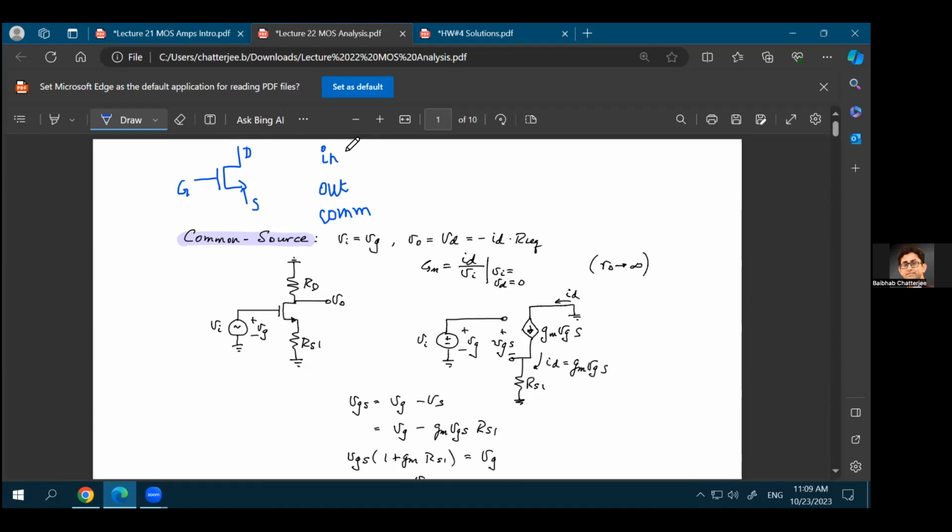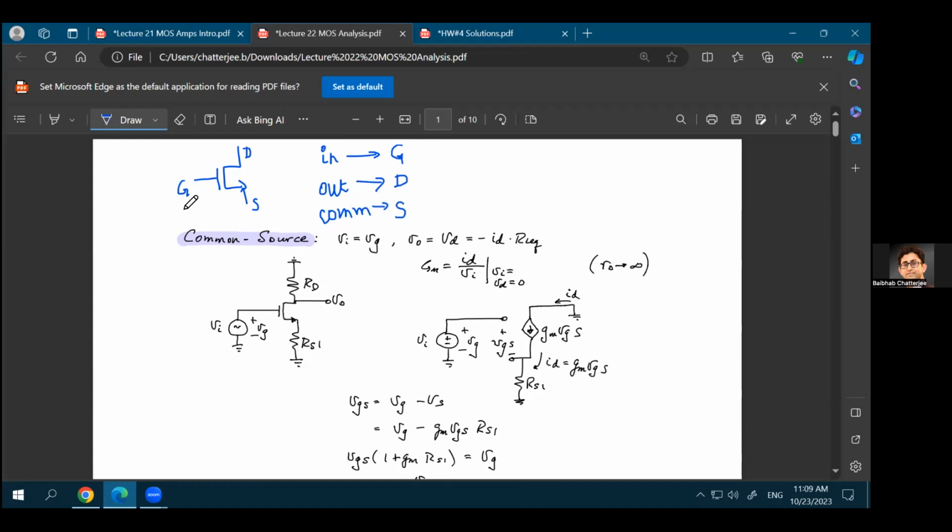Of course, you can create many different possibilities with this, but three possibilities are interesting and we'll take a look at them. First, you can apply your input at the gate. You can look at the output at the drain terminal, while your common or reference terminal will be the source. That would be called the common source configuration. Your source terminal is the common terminal, your input is applied at the gate, and your output is observed at the drain terminal. That is the definition of your common source configuration.